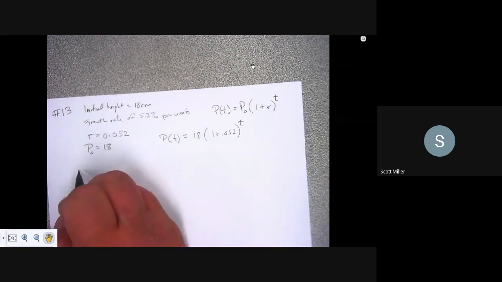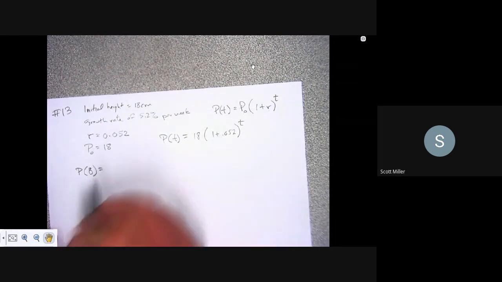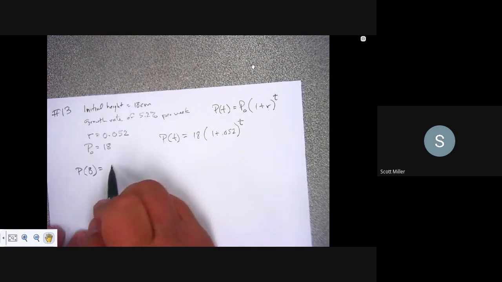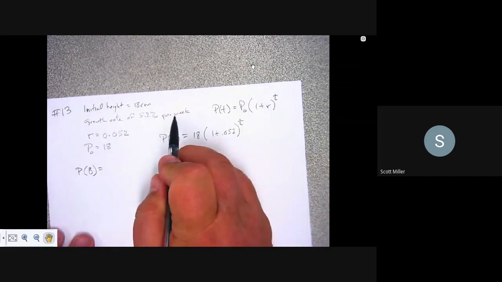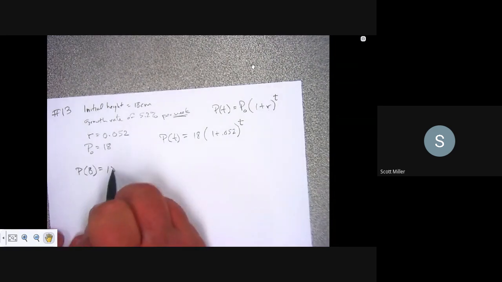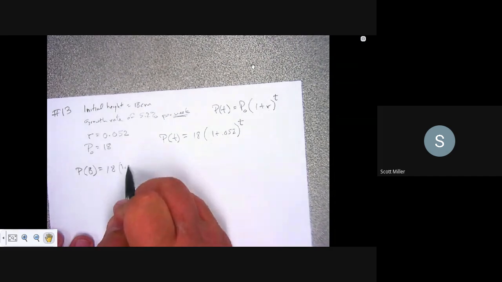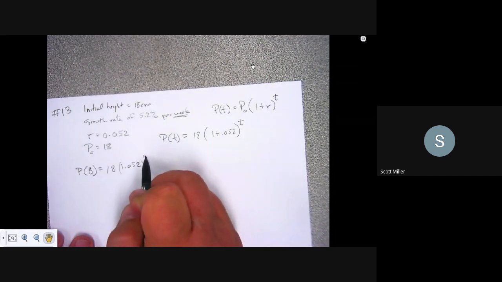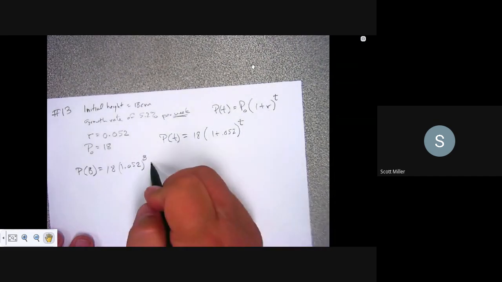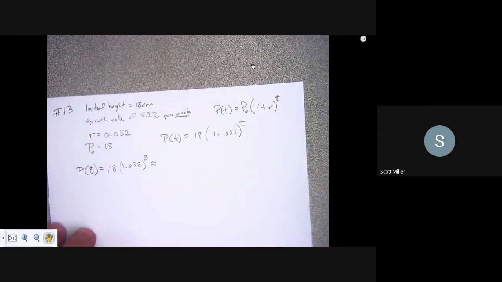And then from that, we can determine what the height would be at different times. So if I ask you then to determine what P of 8 is, since t is in weeks, this would be at 8 weeks. And notice, plug it into our calculator. So 1 plus that is 1.052. And then you plug in 8. And then you can just use your calculator and approximate that answer. And that's how that would work.